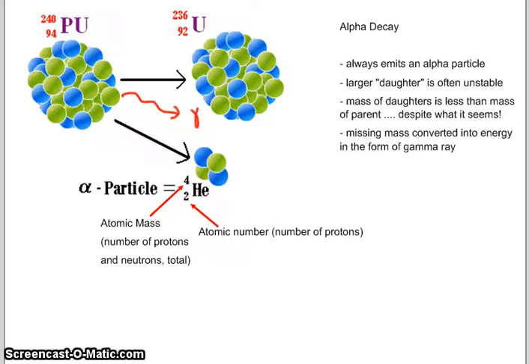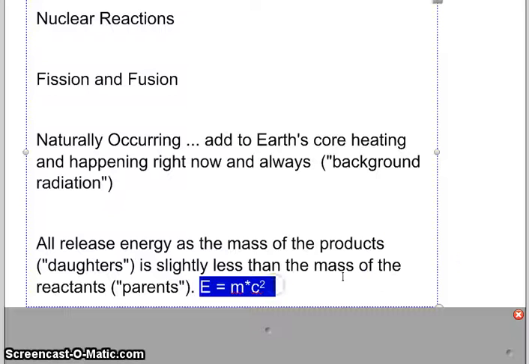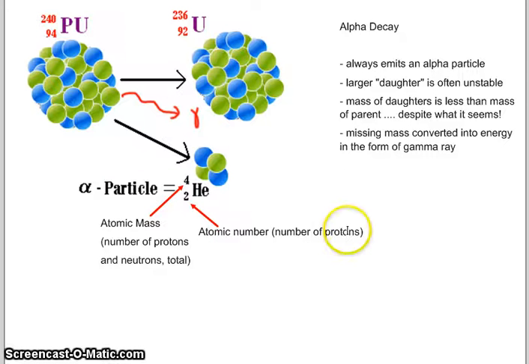So if we go back here for a second and highlight this, the missing mass between the daughters and the parent gets converted into energy. A little bit of missing mass can create a lot of energy because it's being multiplied by c squared. So that's the story with alpha particles, alpha decay.